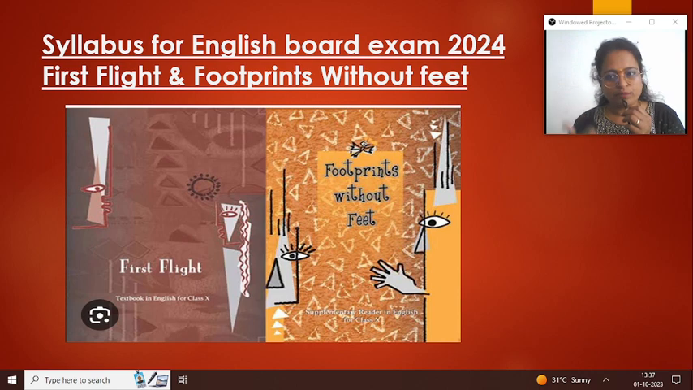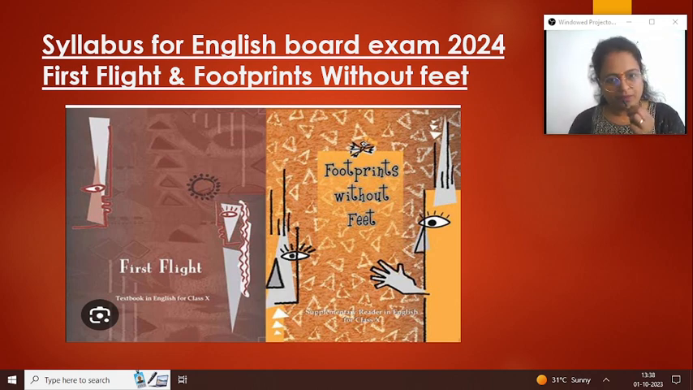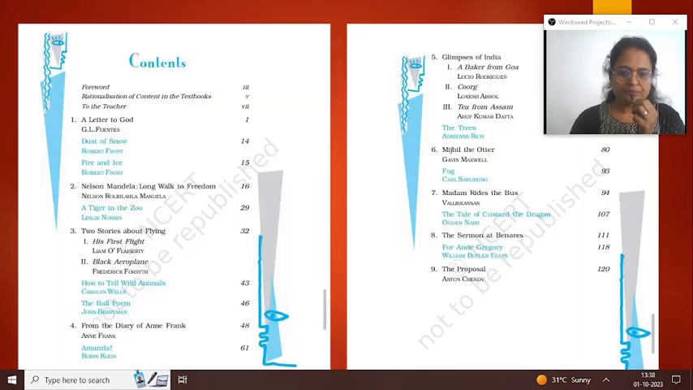Apart from this, one more book you have, that is Words and Expressions Part 2, which we have attempted in 9th standard also. Part 1 was for 9th and Part 2 is for 10th standard. First Flight is your textbook and Footprints Without Feet is your reader book. The portion for First Flight is, there are 9 units in this.